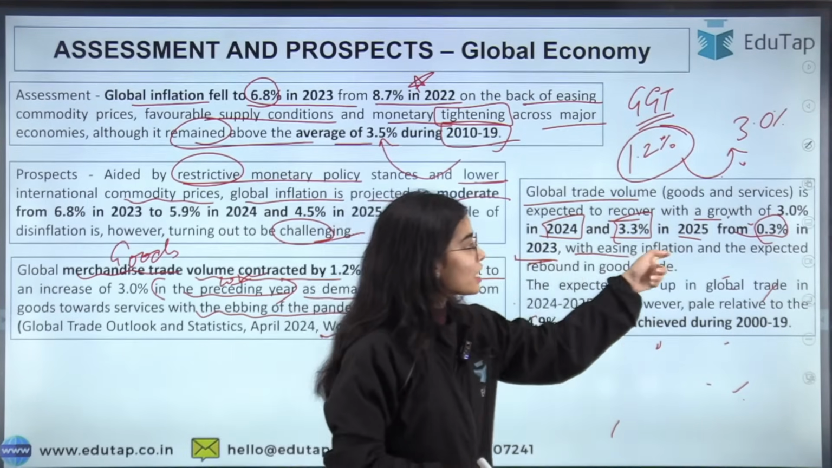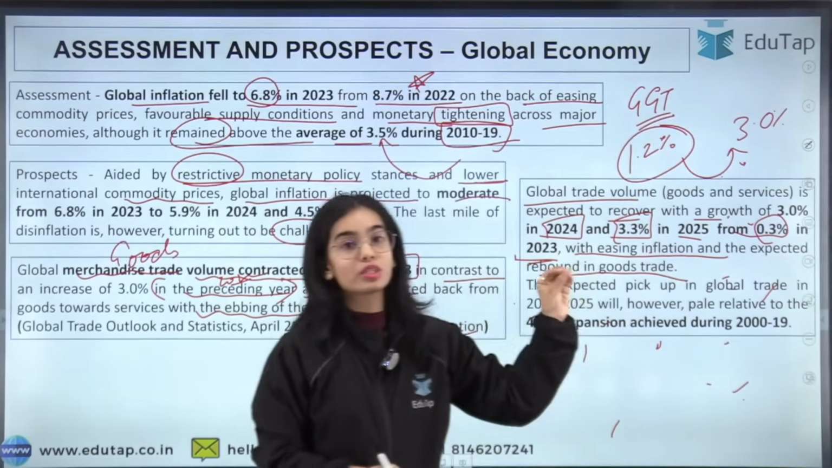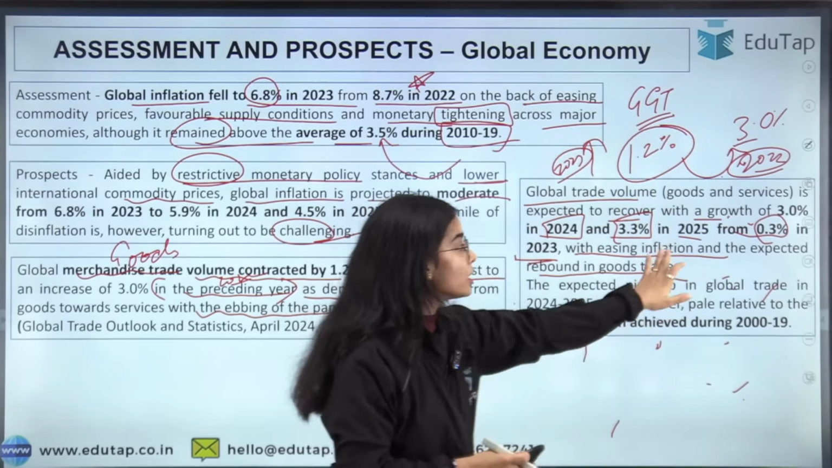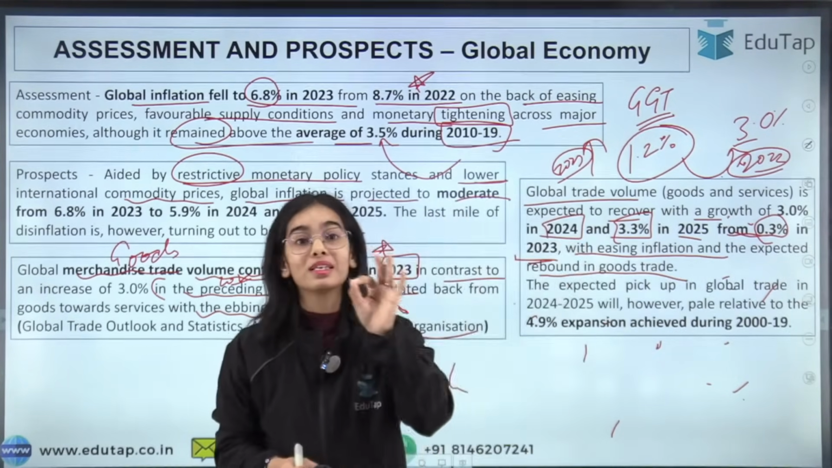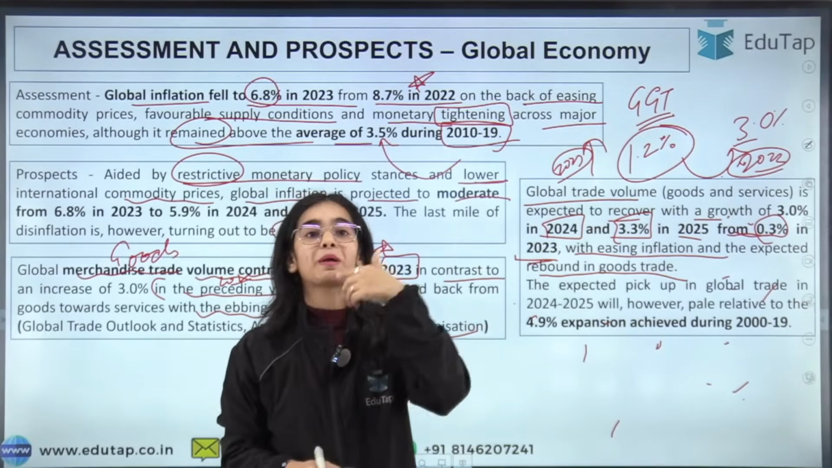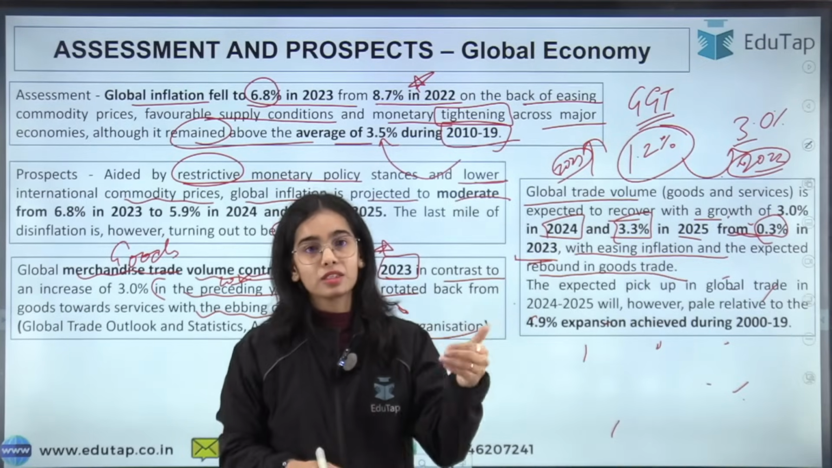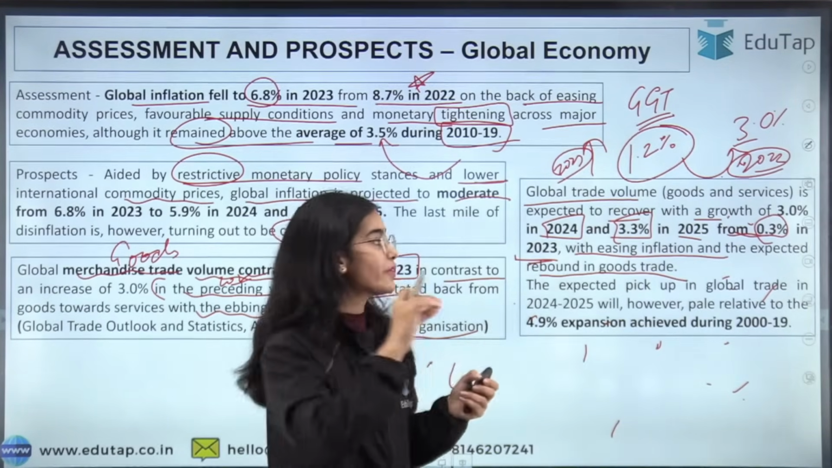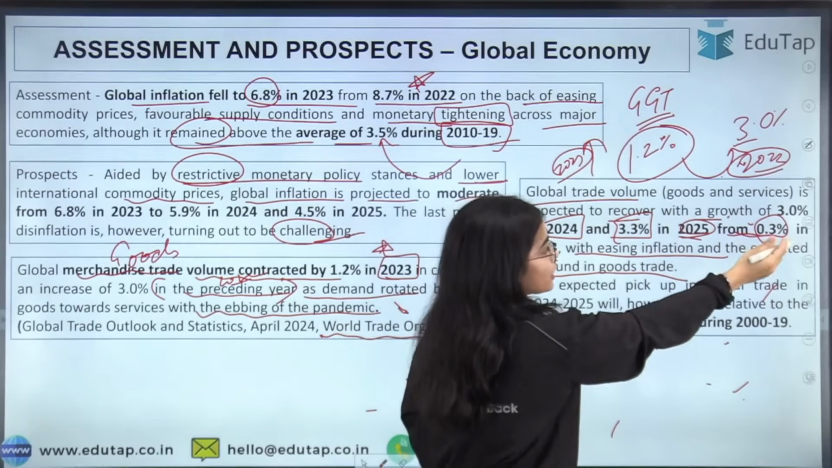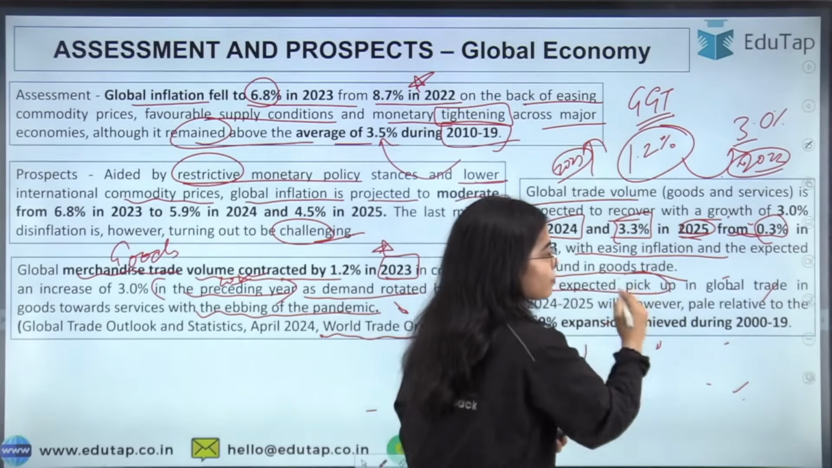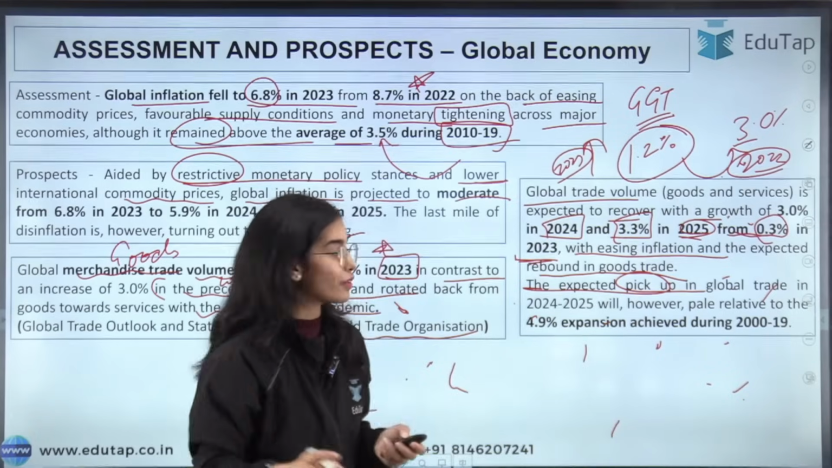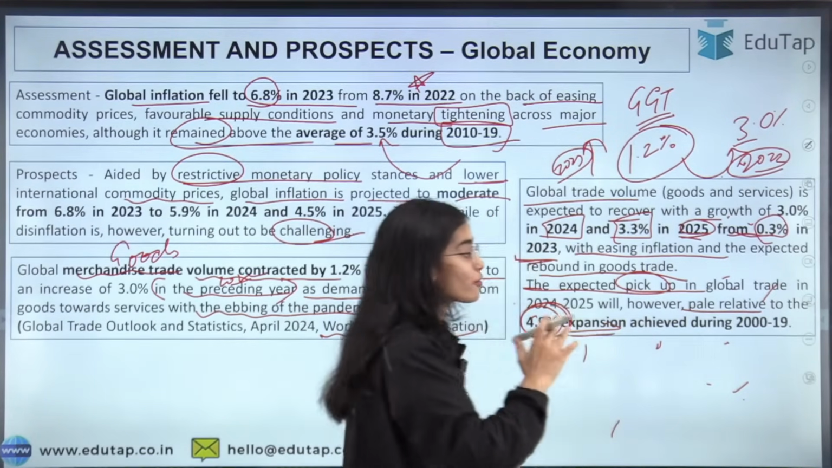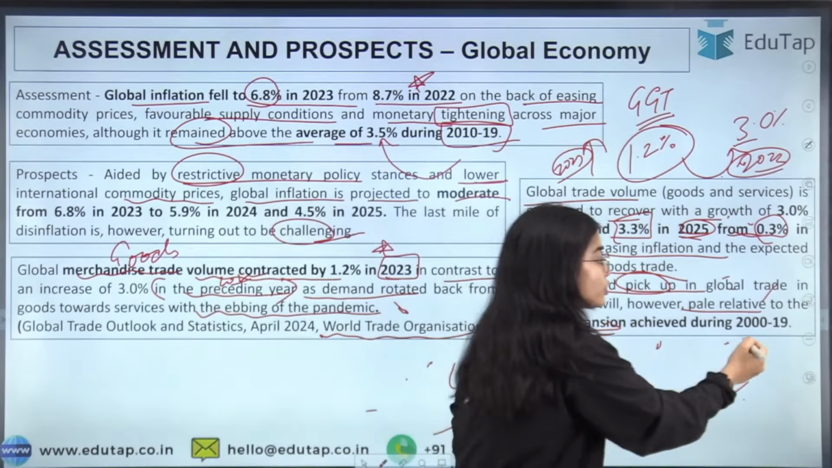This is with easing inflation and the expected rebound in goods trade. For global trade volume, goods and services together, it only grew by 0.3% in 2023. We are expecting it to recover to 3% in 2024 and 3.3% in 2025. The expected pickup in global trade in 2024-25 will however pale relative to the 4.9% expansion that was achieved during 2000 to 2019.